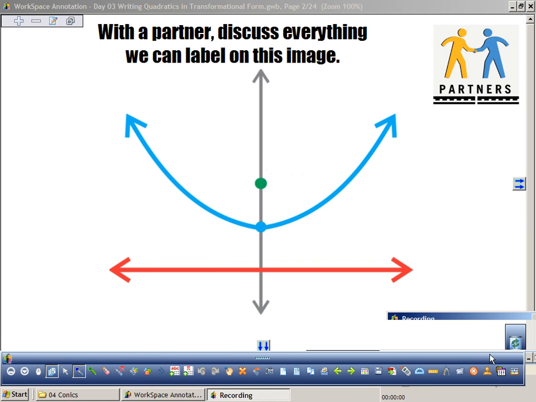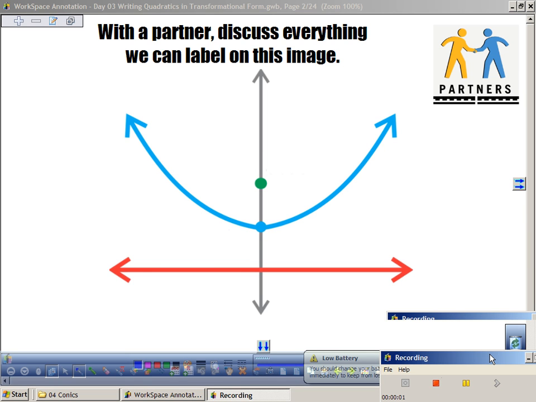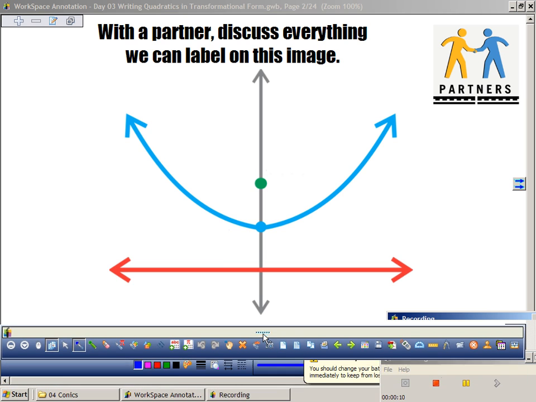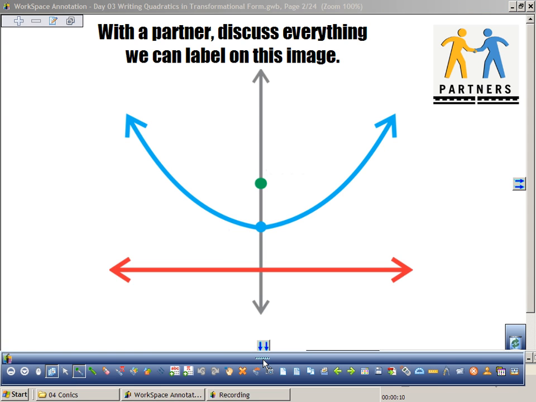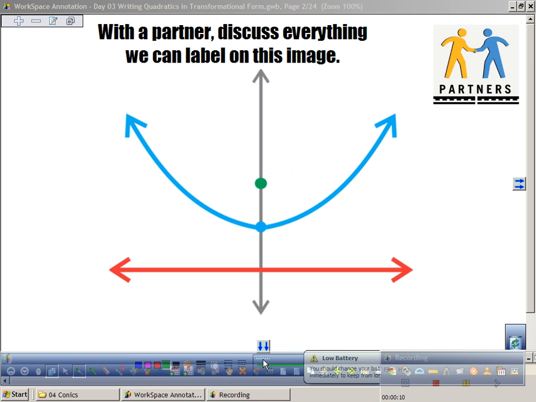Okay, let's talk about everything that we know. So, first we were talking with Philip. Philip, what did you say? That green dot is the focus. Exactly. You know what? Ms. Liz made a really good point. It's not really part of our graph, right? We just use it to identify how far away or how wide our parabola is going to be. So she made it an open circle on the quiz. So that is our focus.